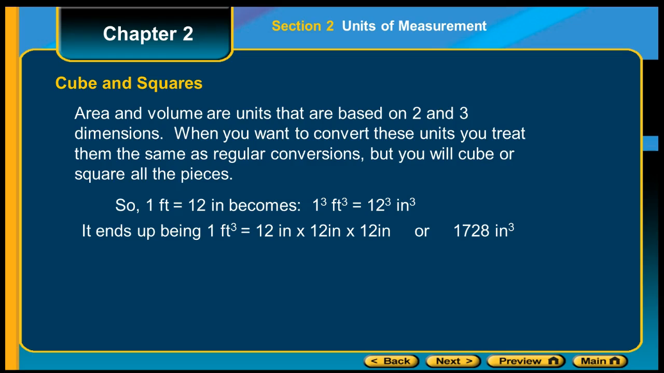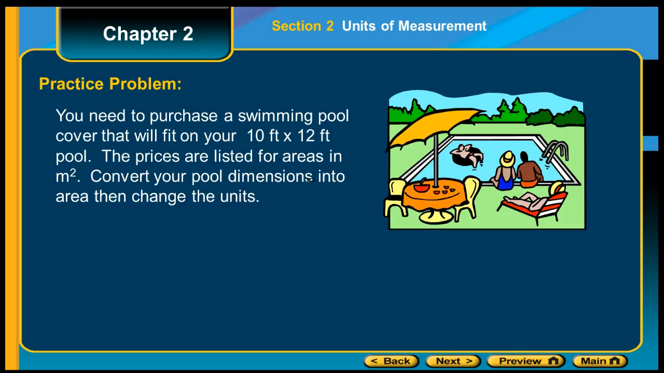So to start, if we have 1 foot is 12 inches, it would still be 1 foot is 12 inches, except that now it could be 1 foot cubed is 12 inches cubed, and you have to apply the cubed or the square. It ends up being 1 foot cubed is 12 times 12 times 12, or 1,728 inches cubed. So it does affect the numbers, but you're still using the same conversion factors.